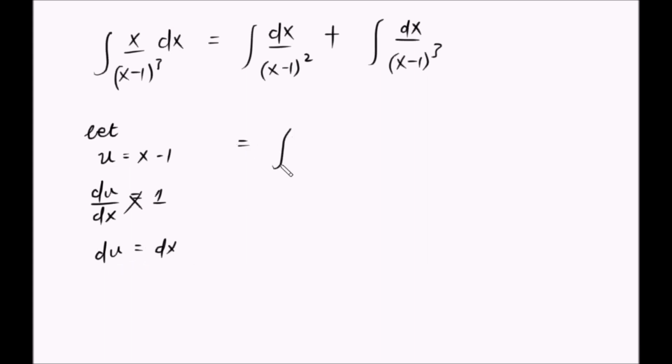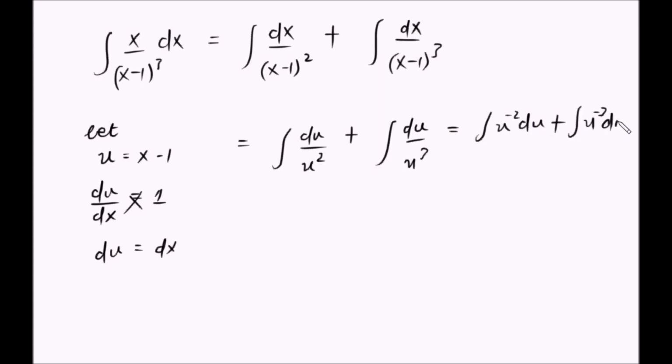So our integrand becomes: dx is du, and x minus 1 is u, plus, dx is du, and x minus 1 is u, like that. So this one now is just u power negative 2 du plus u power negative 3 du. I mean, 1 over u squared is u power negative 2, and 1 over u cubed is u power negative 3.